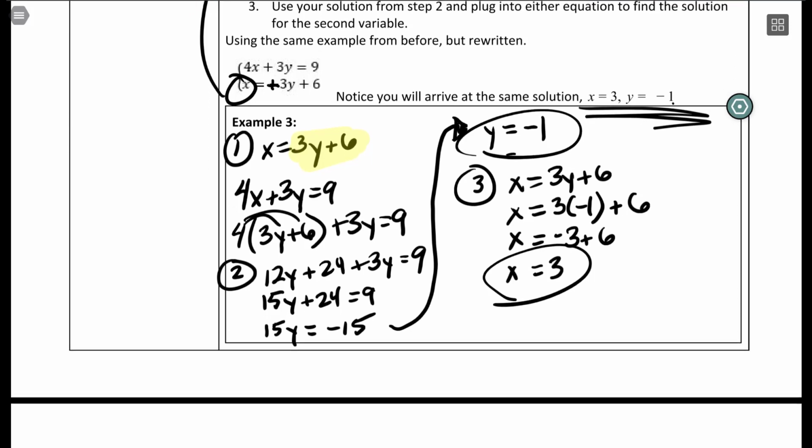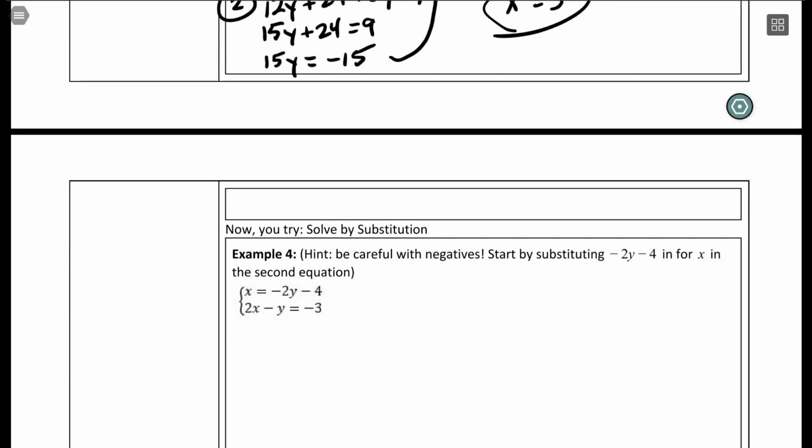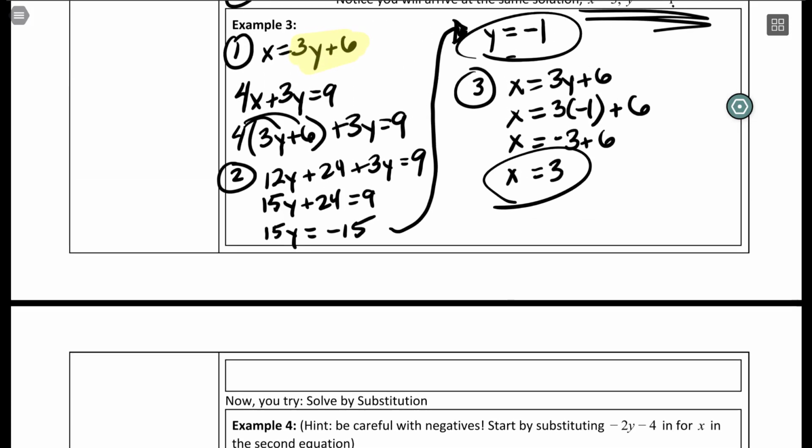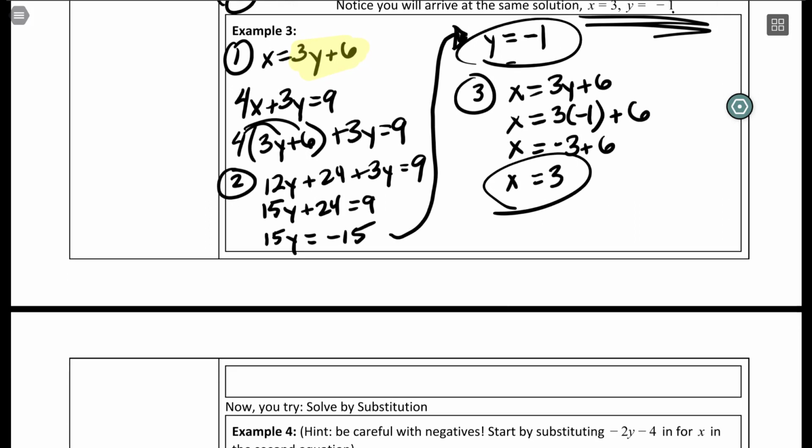Okay? Next thing I'd like you to do is try with this set of equations, try to solve by substitution. Go ahead and pause the video to try your hand at example number 4. Unpause when you're ready to learn the next step.